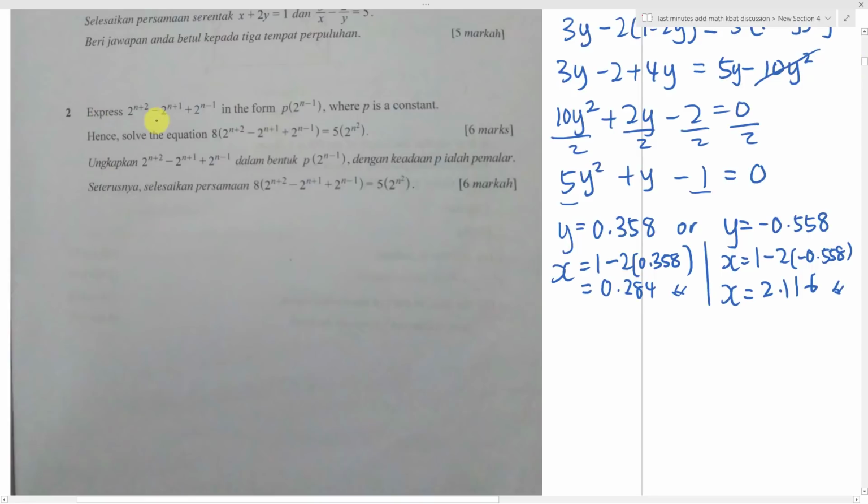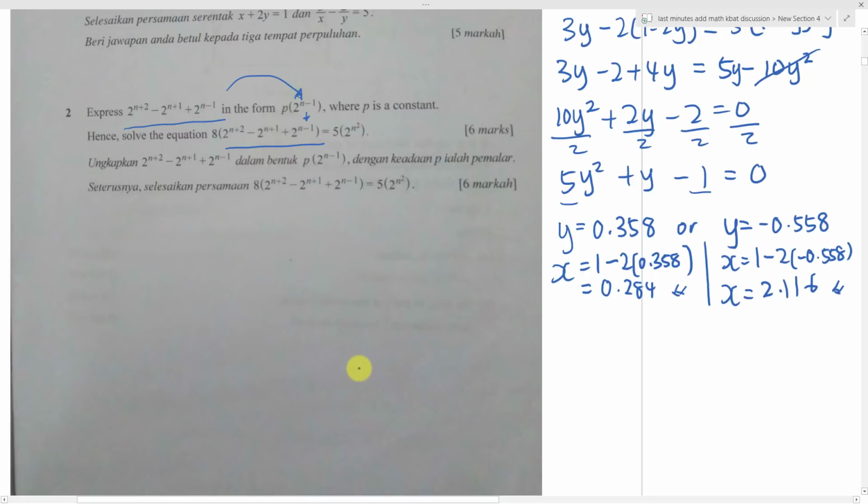So this indices question, basically they say express this equation in the form of p multiplied by 2 power of n minus 1, where p is a constant. Alright, so we need to solve this one first, then we have the second part. Hence solve the equation of this thing. So hence basically I think we can simplify this thing, because this thing and this thing are the same, right? Later I can simplify into this pattern. That means I will substitute the p bracket 2 power n minus 1 into here.